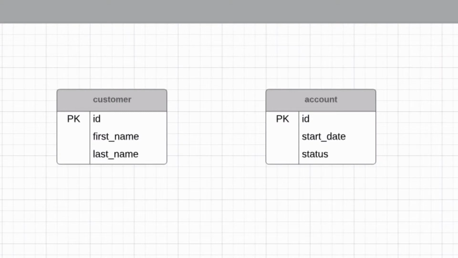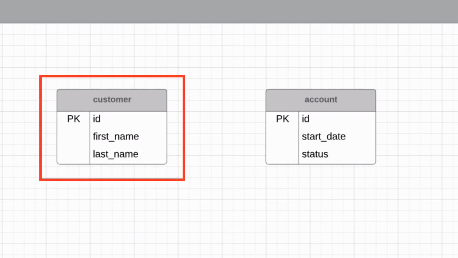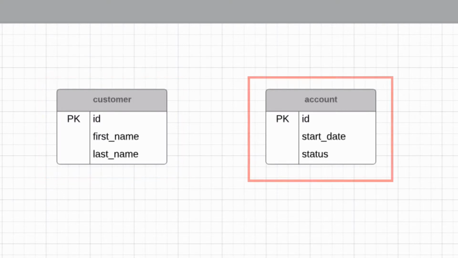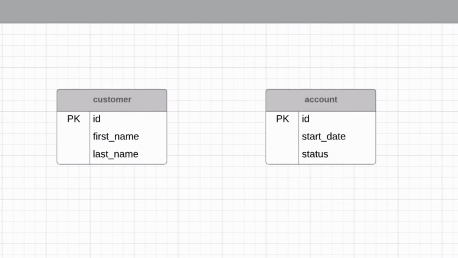So how do we do it? How do we add a foreign key to our database table? Let's start with an example. Let's use an example of a customer table and an account table. This could be at a bank. Our customer table looks like this on the left: ID, first name and last name, with a primary key column. The account table looks like this on the right: ID, start date and status, with a primary key of ID.